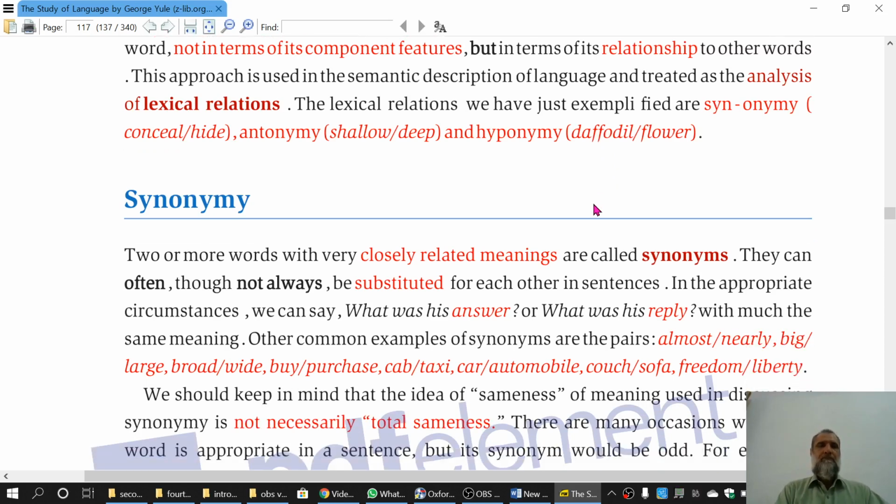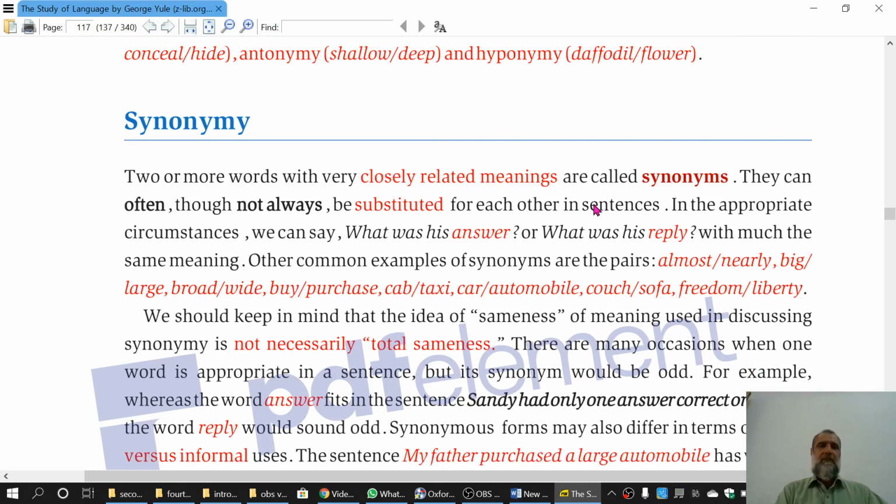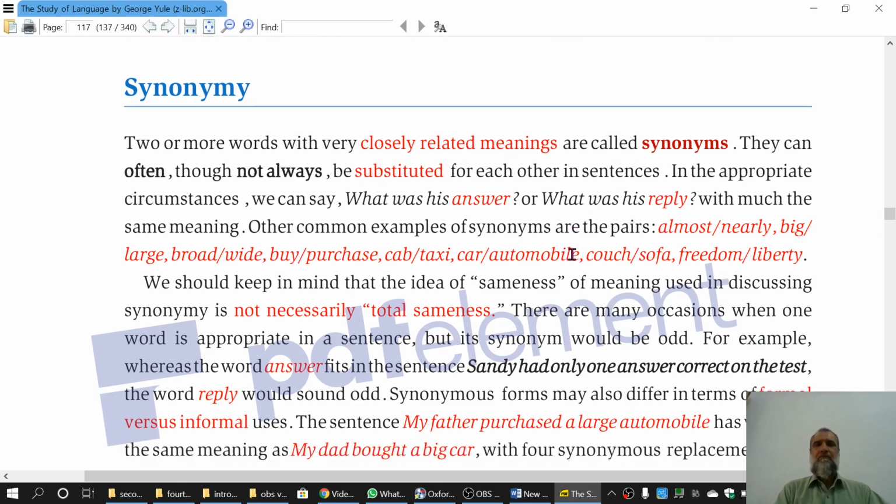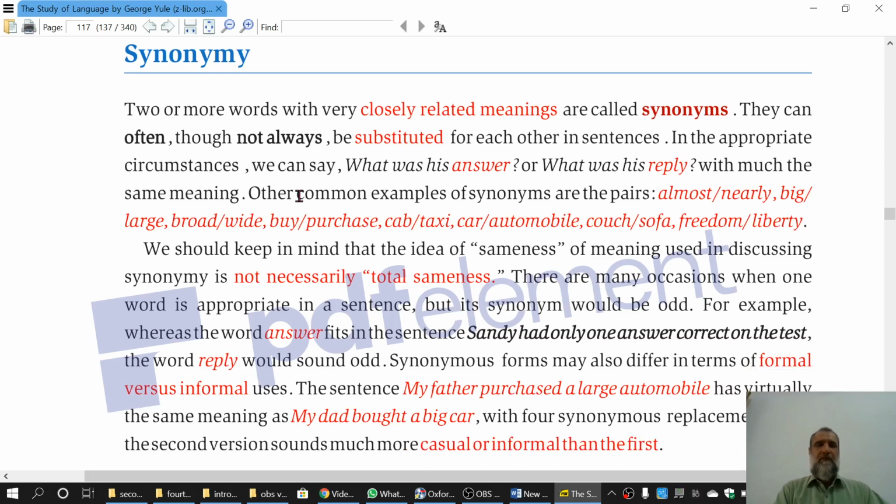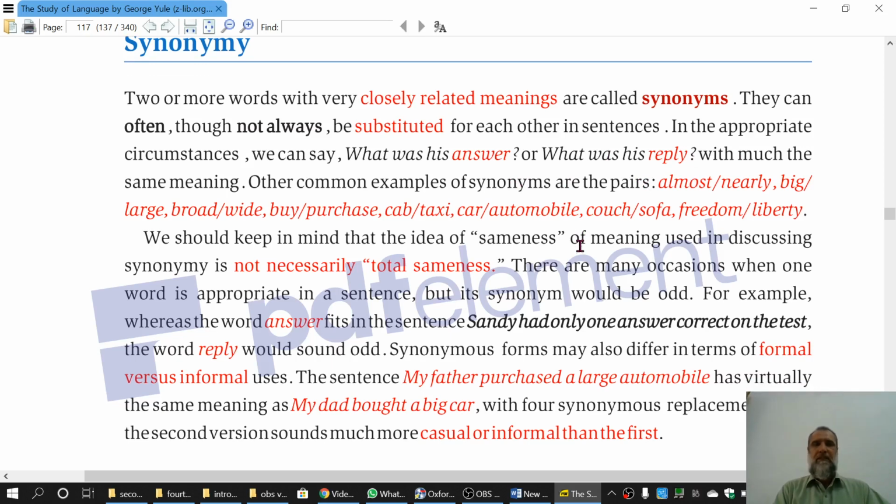So first comes synonymy, that is the sameness of meaning or the closely related meanings. They are referred to as synonyms. They can be substituted one for the other in a sentence, but not always. Sometimes they may not be substituted. If we take these two sentences, for example, what was his answer or what was his reply, both of them are replaceable. Answer has got the same meaning as reply. So here the synonymy is complete, and they can be interchangeably used, or one can replace the other word.